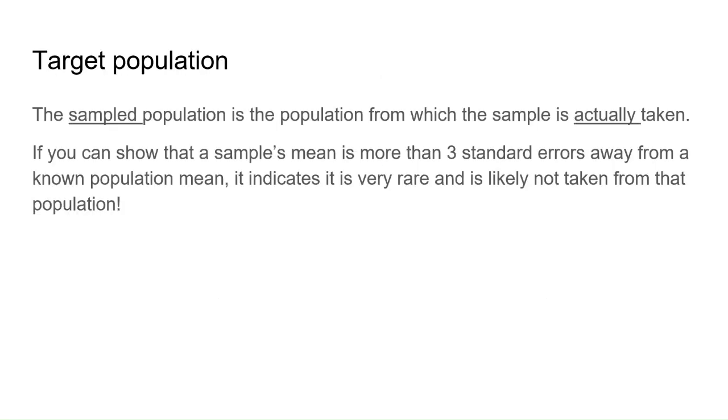The target population is the one we want to make decisions about, so we can sample the population and use the statistics to tell us about that population. If the sample's mean is more than 3 standard errors away from a known population mean, it indicates it is very rare and likely not taken from that population. This is not necessarily bad news. It might mean we have found a new population. But this is the foundation of hypothesis testing.